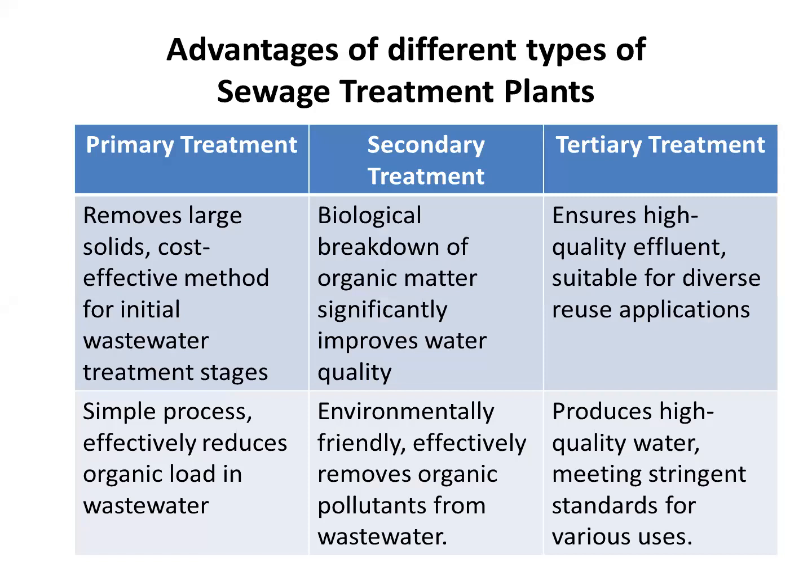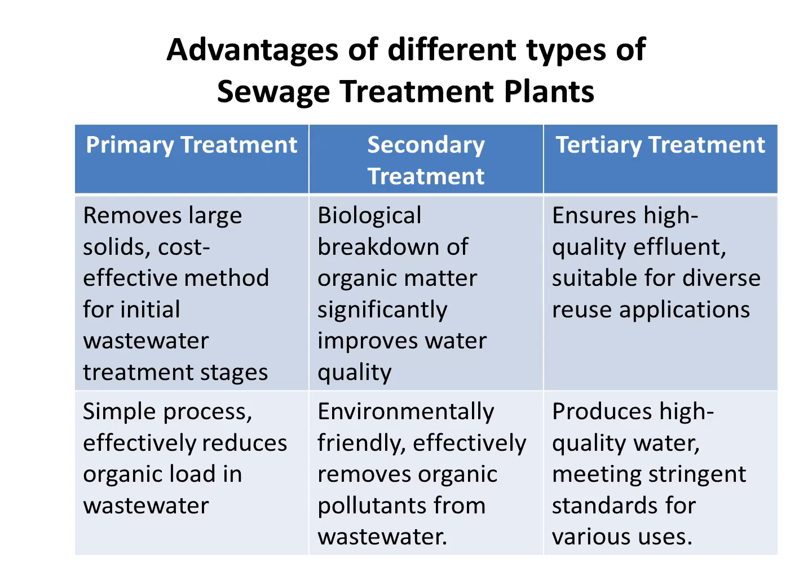Regarding sewage treatment plants, we'll discuss this last topic of the discussion today, and it is based on primary treatment, secondary treatment, and tertiary treatment. The primary treatment in the sewage treatment plants removes large solids, a cost-effective method for initial wastewater treatment stages. Secondary treatment is based on biological breakdown of organic matter and significantly improves the water quality. And tertiary treatment ensures high quality effluent suitable for diverse reuse applications.